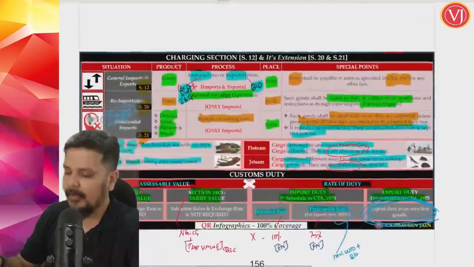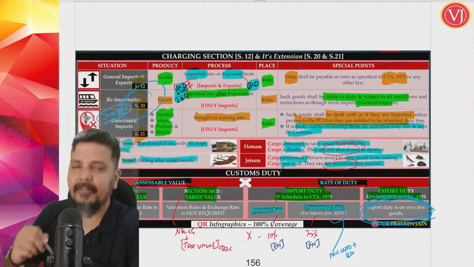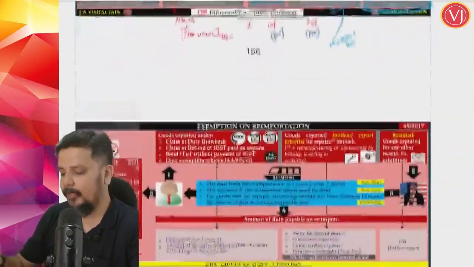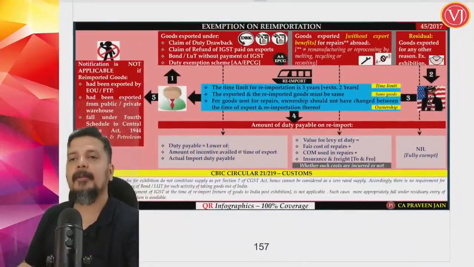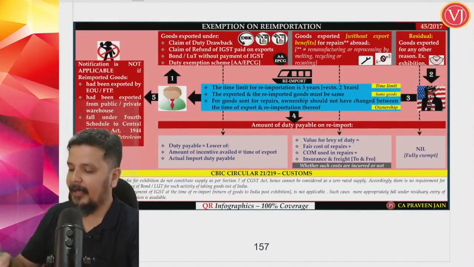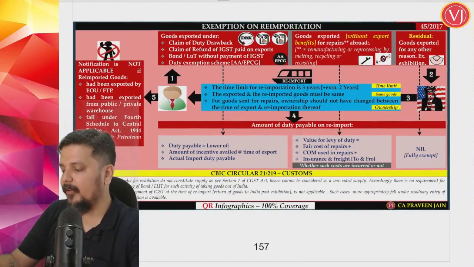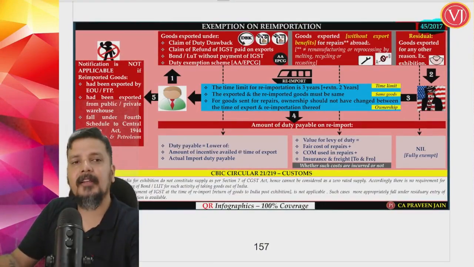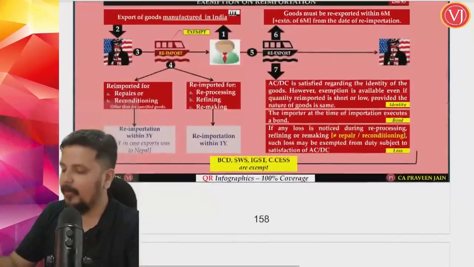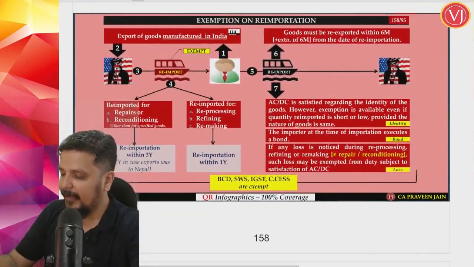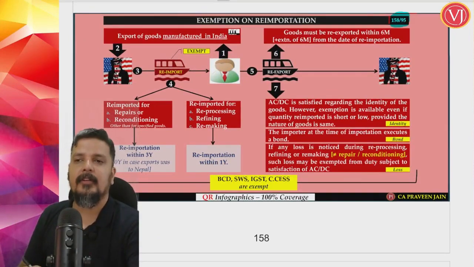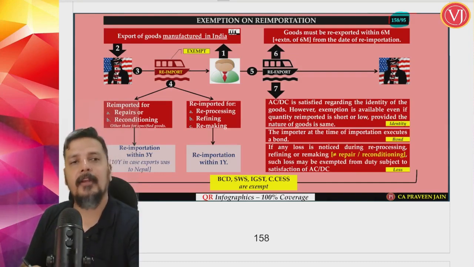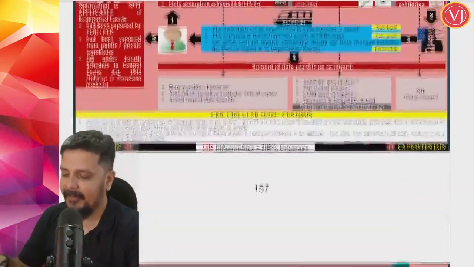Now, what is left out here is your Section 20, re-importation. Re-importation has got a relaxation. There are basically two exemption notifications: Exemption Notification 45/2017 and Exemption Notification 158/95. If you are covered by these two exemption notifications, there will be either partial exemption or full exemption when re-importation is happening. Let us see these exemption notifications.